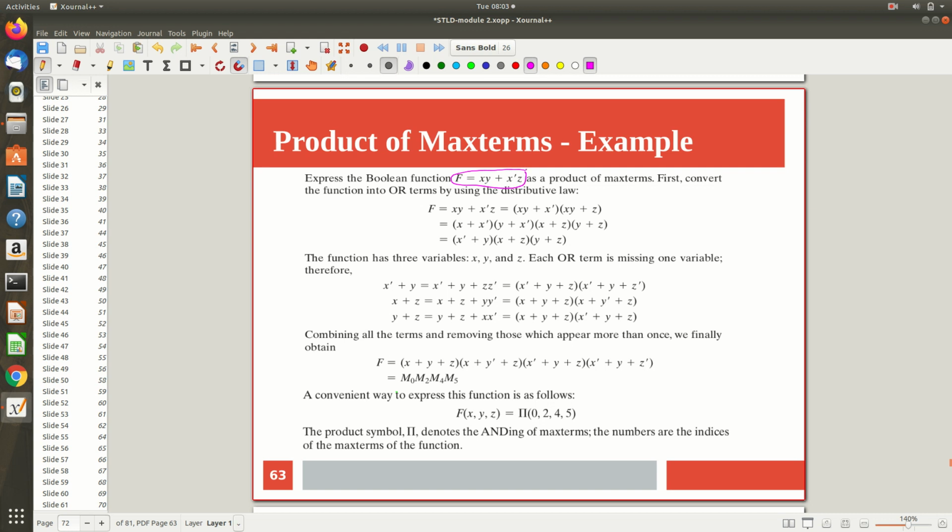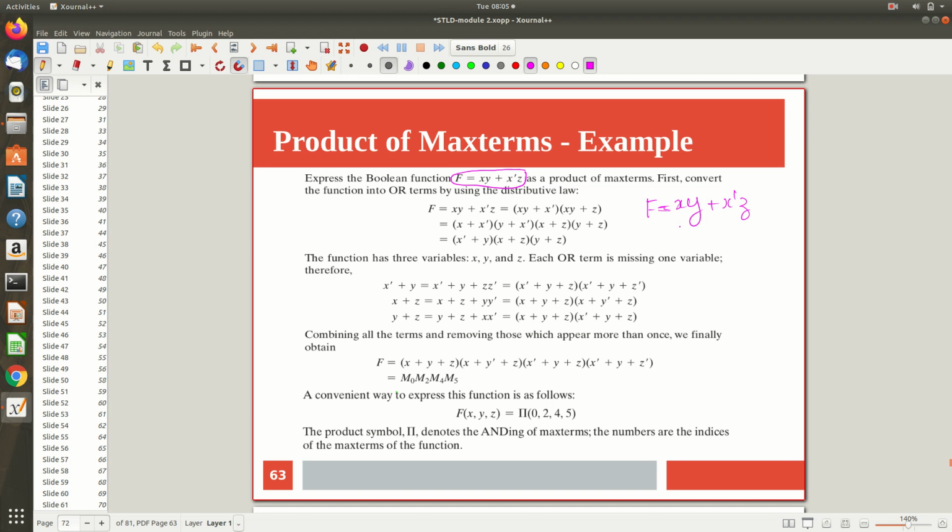Now what is the equivalent? Given a function like this, how do we write the equivalent product of some expressions? That is the question. So this is the expression, just focus on it. Let me write it here clearly: xy plus x dash z. This is what I am having. Now how do we write it as a product of sums?